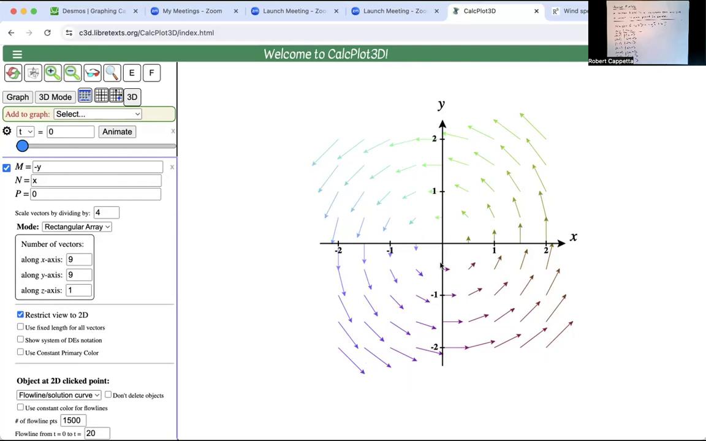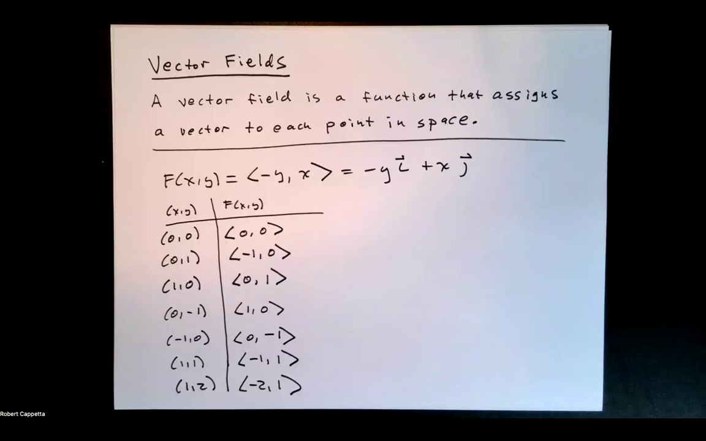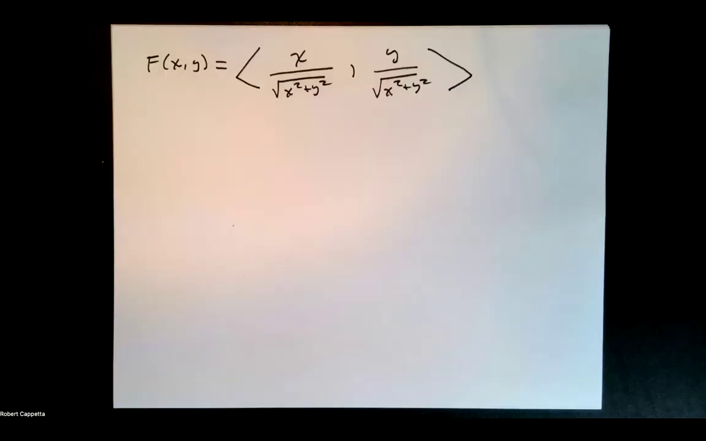The velocity towards the middle was actually fairly small. The speed was fairly small. So that's what a vector field is. So let's take a look at another example.